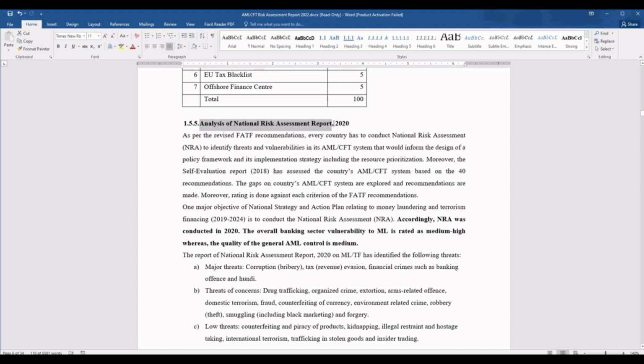Analysis of the National Risk Assessment Report. This is a must. You need to always base your AML safety risk assessment on the National Risk Assessment Report.